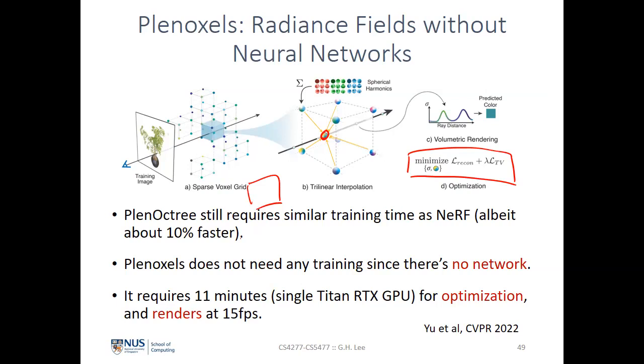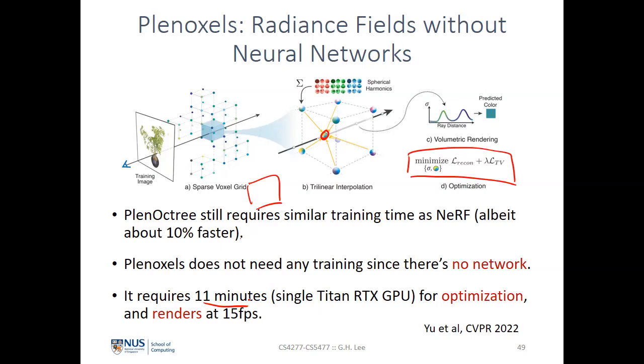And also the spherical harmonics will be recomputed based on the new direction. Since there's no more training, everything becomes super fast. It only takes 11 minutes to do this optimization because it's just interpolation, sparsely across the scene. This paper was also quite impressive when it first came out. It's 11 minutes of optimization time, and it renders at 15 frames per second.